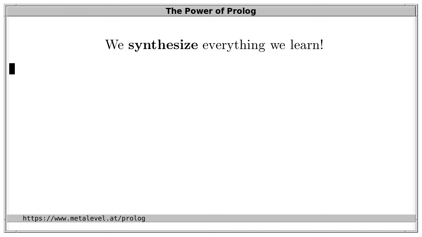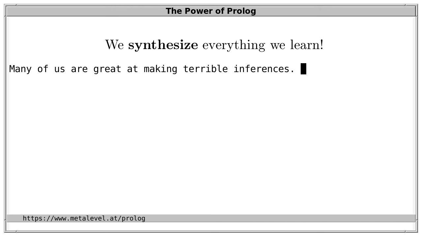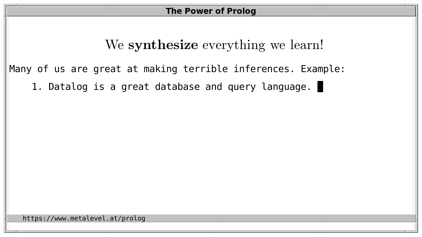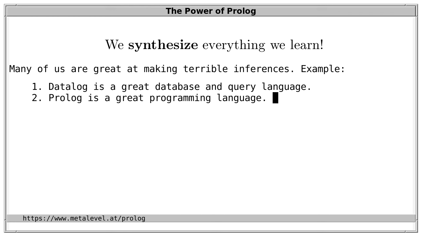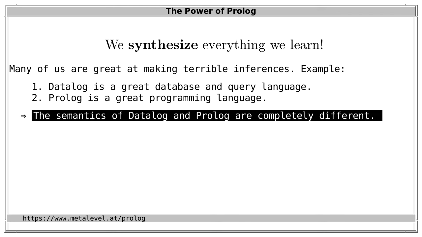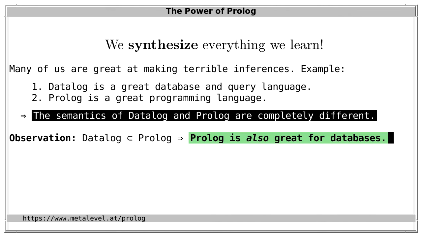I demand that we synthesize everything we learn, to combine everything we know and form a correct and complete mental model of Prolog. I know it's hard, and many of us are great at making terrible inferences. For instance, I've seen people who know that Datalog is a great database and query language, and that Prolog is a great programming language. And therefore, the semantics of Datalog and Prolog are completely different, right? Whereas a valid inference chain would be Datalog is a proper subset of Prolog, and therefore all properties of Datalog hold for that subset. And therefore, Prolog is also great for databases. This inference is quite easy, but still surprisingly hard.